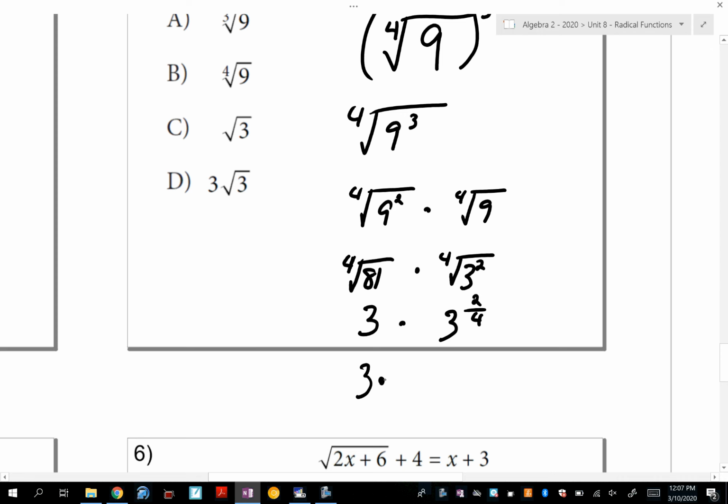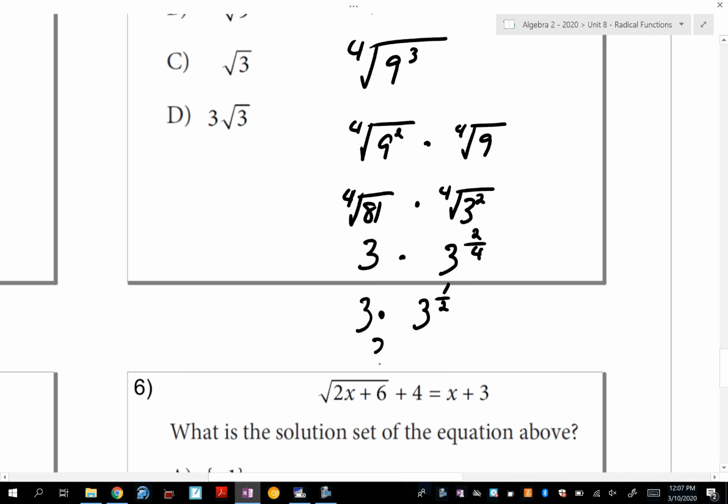Okay. So do you see the 2/4? Can you reduce that? To 1/2. And if you were to change that back to a radical, you would write the square root of 3. So the answer is D. I'm just showing you that when you see that 1/2 power, that's the same as a square root. The index is 2, and the number out there is 1.